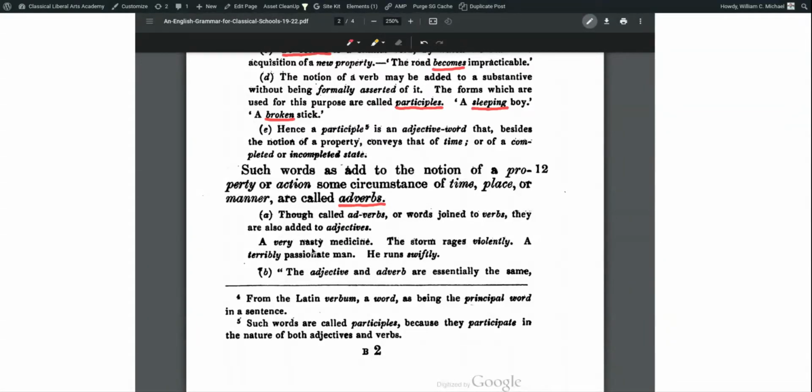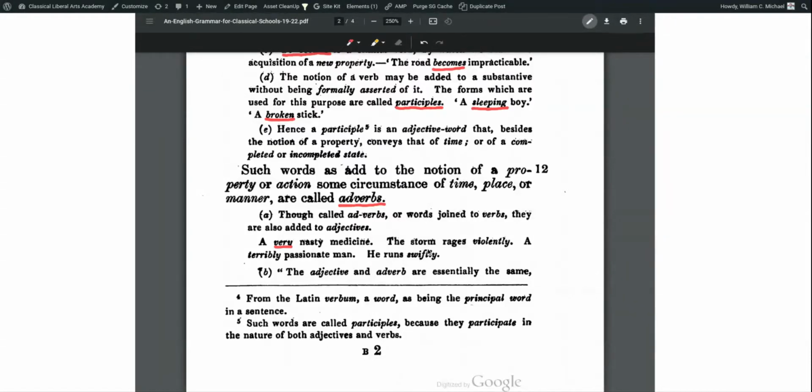So we have A, nasty medicine. Medicine is the subject. Medicine is the substantive. Then we have nasty. Nasty is an adjective noun. So we have a nasty medicine. But in this sentence, we want to add even more. We want to express some manner and add to the notion of the adjective. We want to say something more. It's not just nasty. That's not enough. It's very nasty medicine. The adverb adds to the idea of the adjective. Not just a nasty medicine, a very nasty medicine. So very is one example of an adverb.